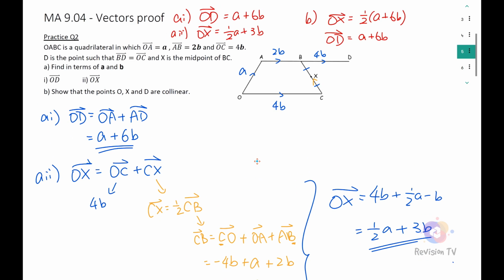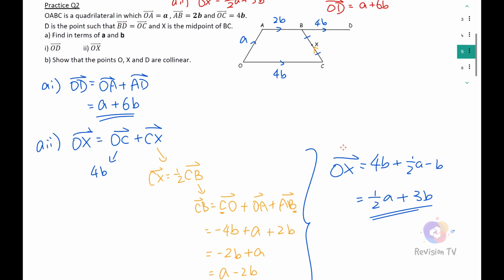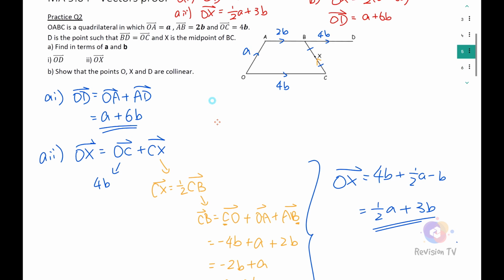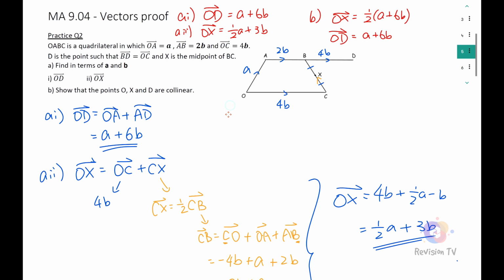Okay. Now, if you understand part A, the two answers, maybe have a go at part B again, see if you're able to work it out. You can feel free to pause the video now and have a go. Okay, I'm going through it now. Part B. Show that the points O, X, D are collinear.